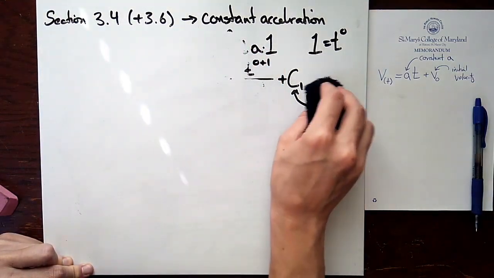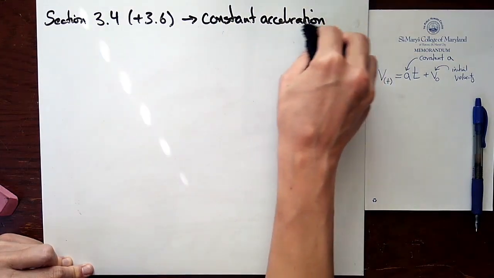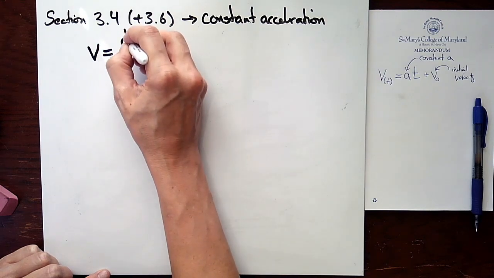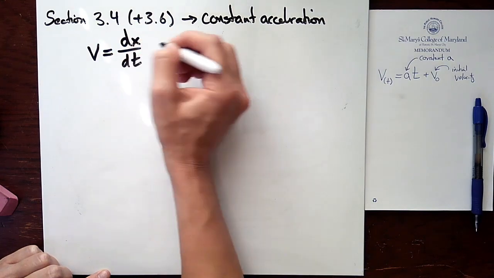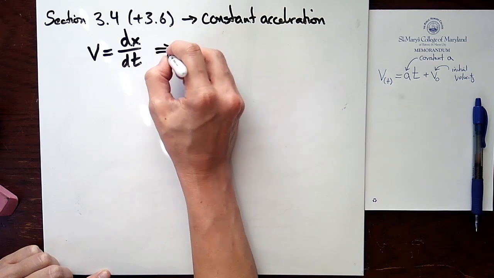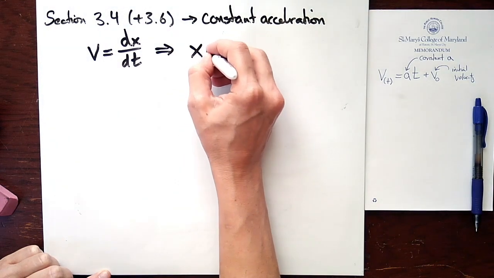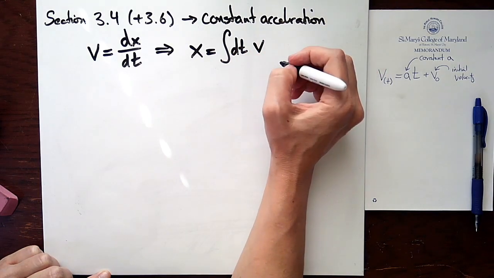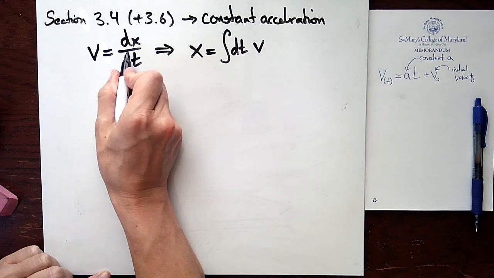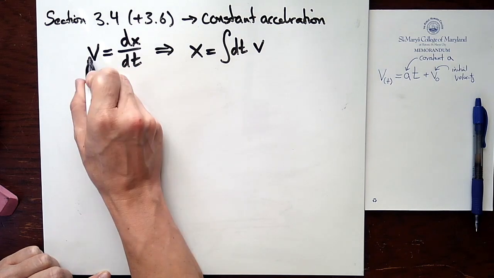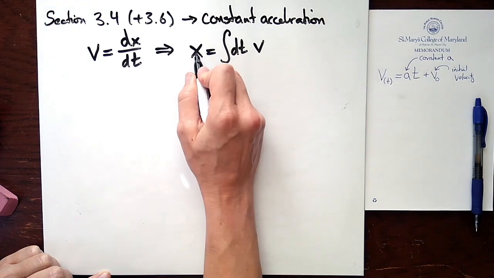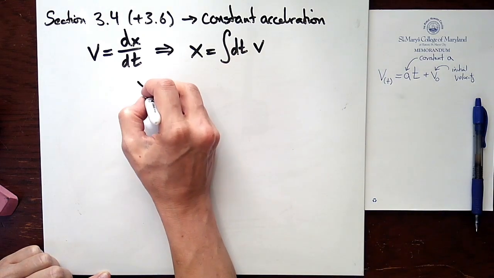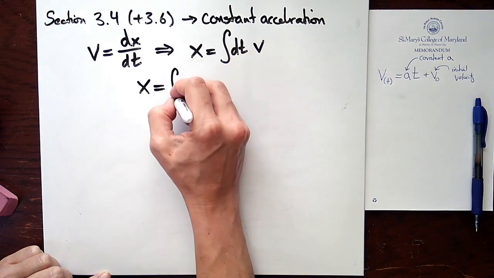Well, we know something about the velocity now. What about the position? We know that the velocity is equal to the derivative of position with respect to time. And so that means that position is equal to the integral over time of velocity. So again, these two are just opposites. We take the derivative of position to get velocity. We take the integral of velocity to get position. But we have an equation for velocity. So let's go ahead and plug that in and take its integral.